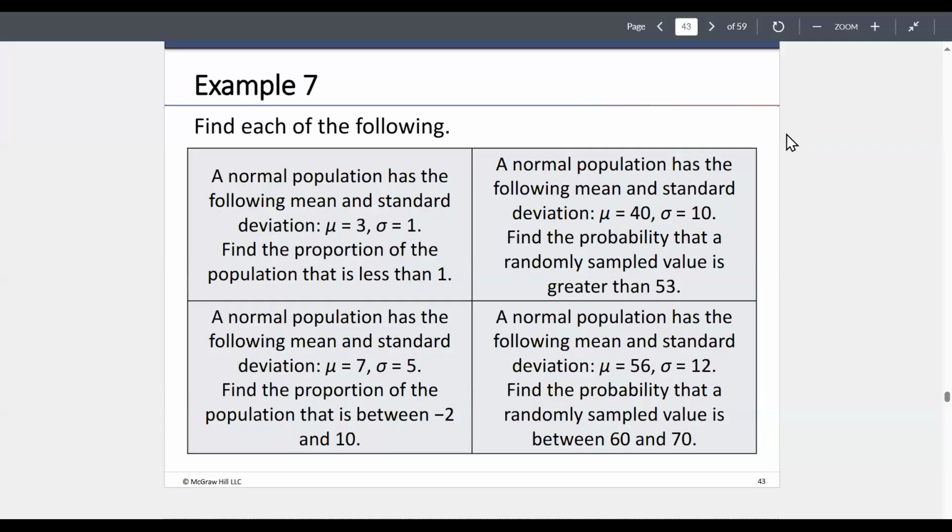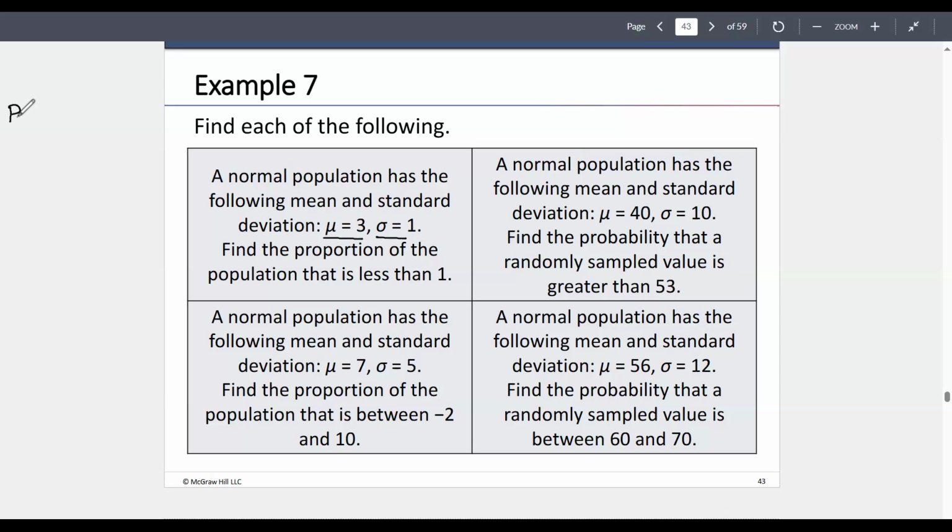All right, so just a little bit more practice of the TI-84. So example 7, we got different situations, and we're going to figure out these proportions. For my first one here, a normal population has a mean of 3 and standard deviation of 1. We want to find the proportion of the population that is less than 1. Well, I'm pretty sure it's going to be 50%.